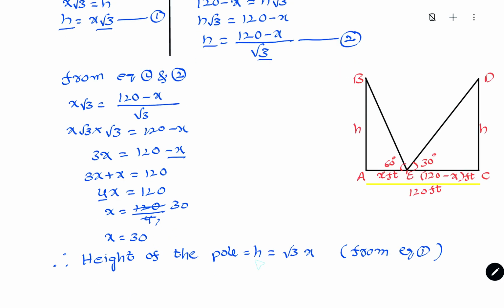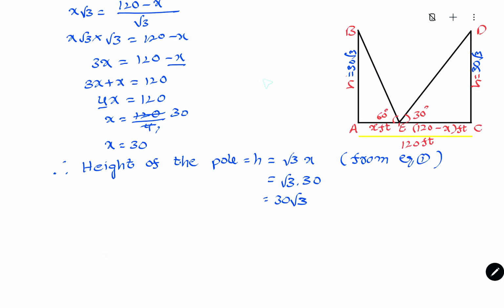Therefore the height of the pole h is equal to root 3 x. From equation 1, h is equal to root 3 times x, where the x value is 30. So 30 root 3 is the height of the pole. We know the root 3 value, so 30 into 1.732 gives 51.960 feet.